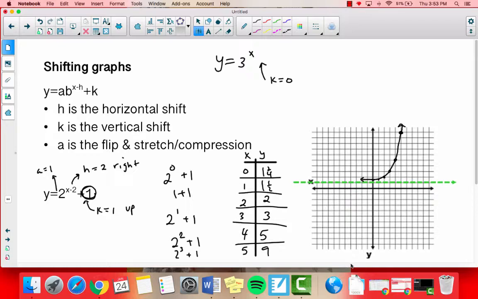There we go. So there's my graph. It looks exactly like the last example. It's just all shifted to the right 2 and up 1.